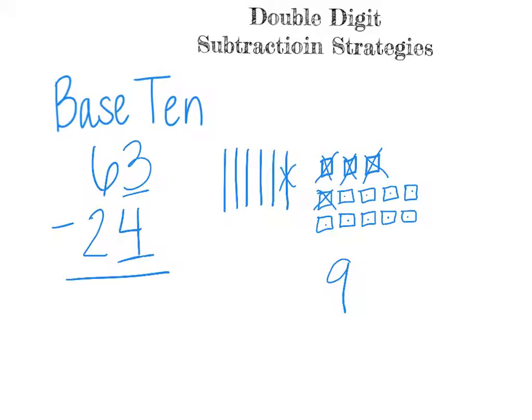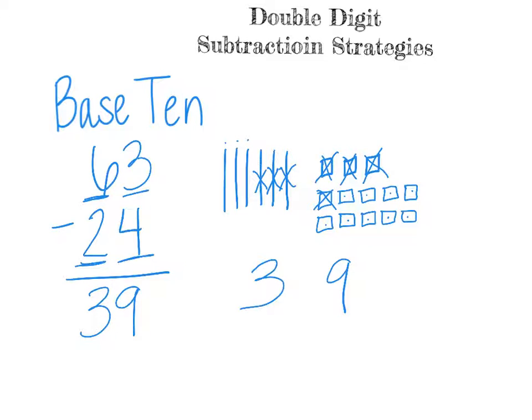Okay, so if I'm looking at my tens place, now I need to take away 2 from 6. I don't have 6 anymore, remember, because I had to take away a 10. But I still can take away 2 tens. So I'm going to cross out 1 ten and the second ten. So now I have 1, 2, 3 tens left over. So 63 minus 24 equals 39. Okay, so that is double-digit subtraction using base 10.